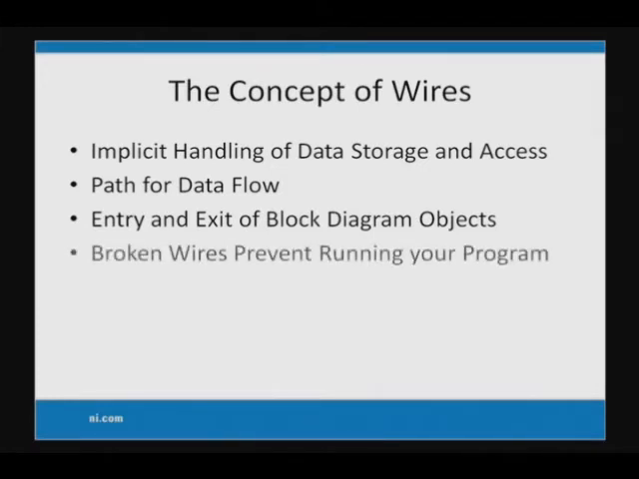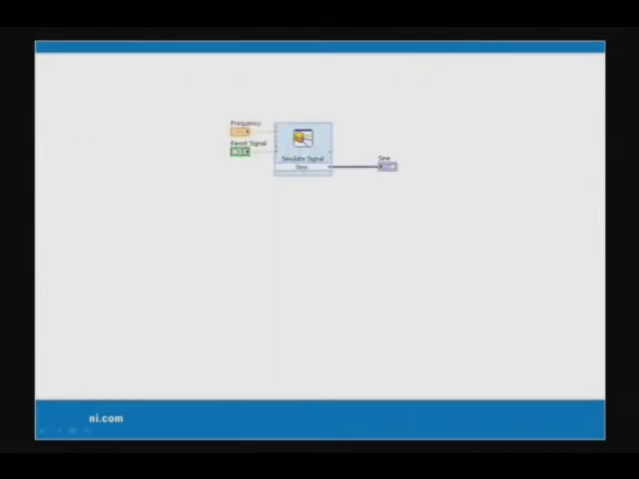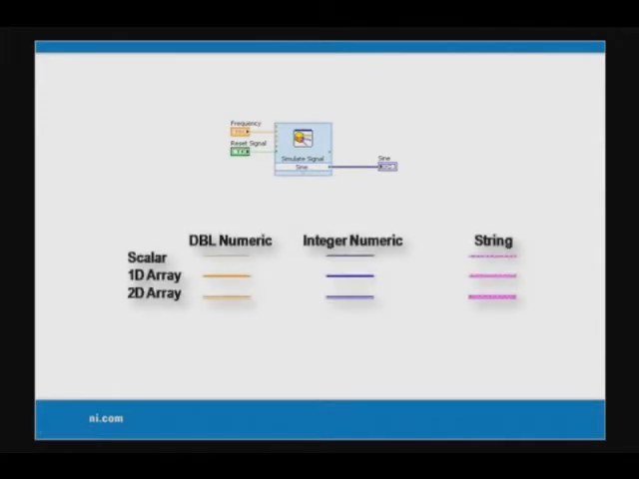Additionally, a broken wire, shown by a red X on the wire, will prevent your program from running. Take a look at the following block diagram objects and notice the colors of the different wires. Every wire has an associated data type, indicated by the type of data that's transferred by that wire. Here's a display of some of the more common data types that you'll see on different wires that you'll be using.